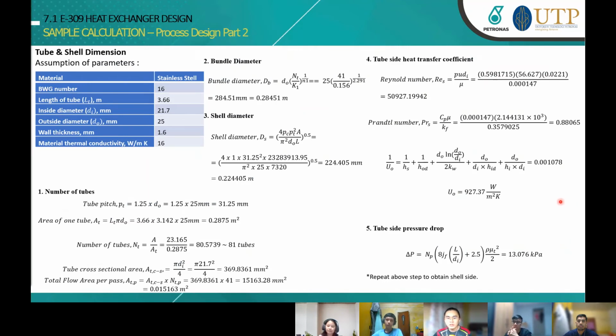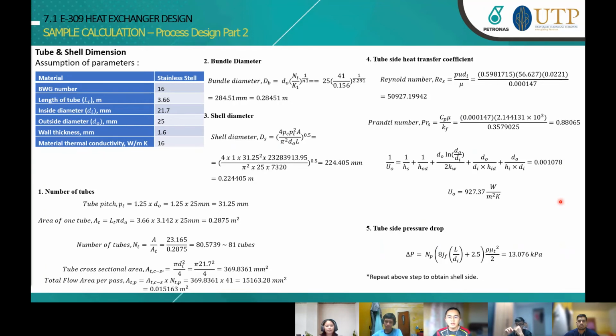After obtaining those data, we made assumptions for the heat exchangers such as the table shown here, which will be used for the tube and shell dimension calculations. First of all, we can calculate the tube section, which consists of the number of tubes, cross-sectional area, and total flow area, followed by the bundle diameter and shell diameter for the heat exchanger.